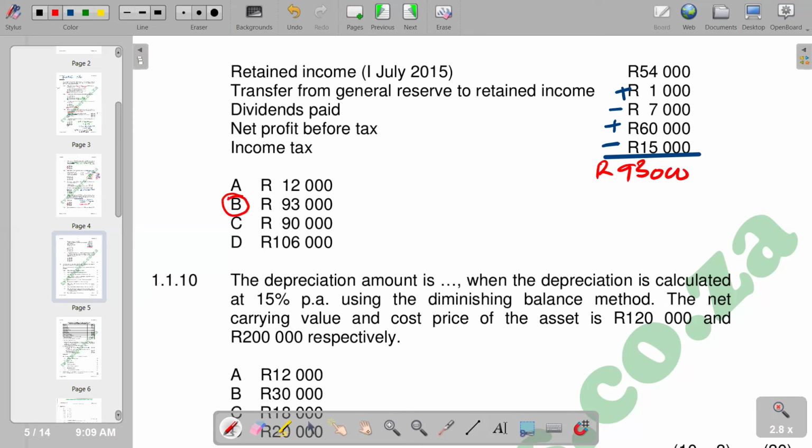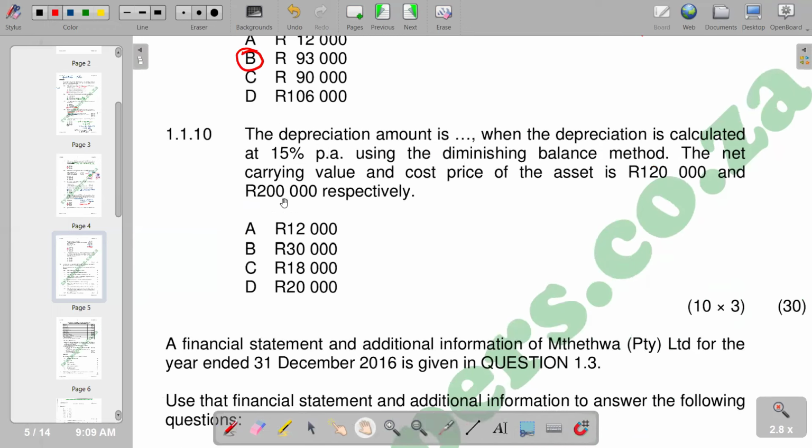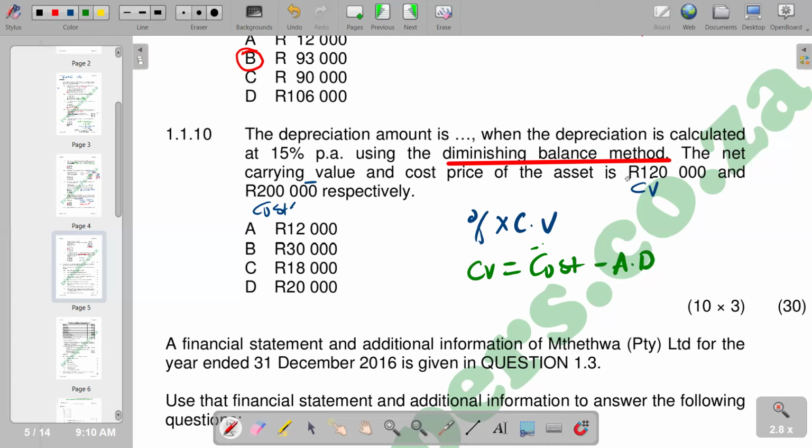So moving on to 1.1.10, the depreciation amount is blank when the depreciation is calculated at 15%, and we are using the diminishing balance method. The net carrying value and cost price of the asset are 120,000 and 200,000 respectively. So in this case, we are told that 120,000 is the carrying value, and the cost price is 200,000. For the diminishing balance method, we are concerned about the carrying value. The formula is depreciation equals percentage times carrying value. Of course, if we are not given the carrying value, you would need to calculate it by saying carrying value equals cost minus accumulated depreciation. But in this case, we are given it as 120,000.